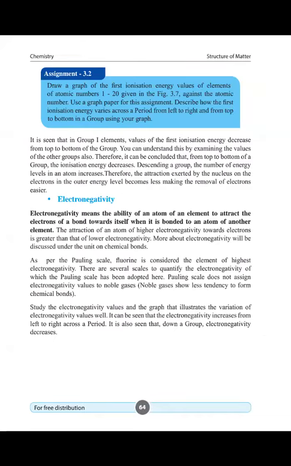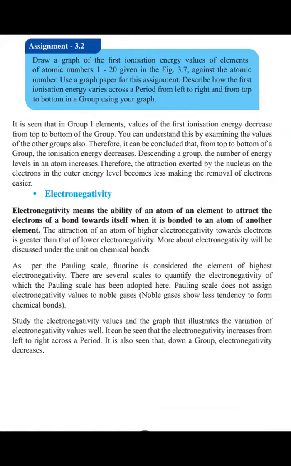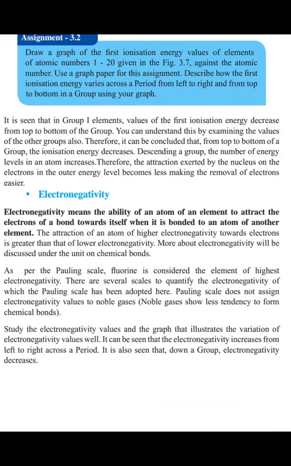That is also a very important pattern. What is the conclusion of that? From top to bottom of a group, ionization energy decreases. That is for any group. It means the number of energy levels in an atom increases. The levels or shells that are filled with electrons increases when it goes down. It means the attraction from the nucleus decreases to the outer energy levels.